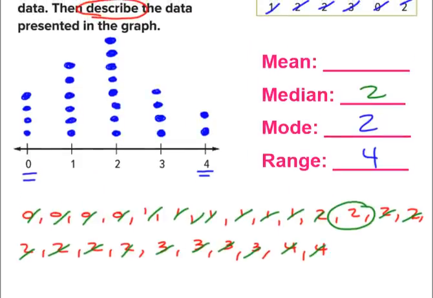Now I'm going to find the mean. So I need to find the average. So I'm going to add them all up. An easy way to do this: the total here is 0. The total here is 8. 2, 4, 6, 8, 10, 12, 14, 16. 3, 6, 9, 12. And then the total here is 8. So I add 0 plus 8 plus 16 plus 12 plus 8, and I get 44. Divided by, now how many dots do I have?